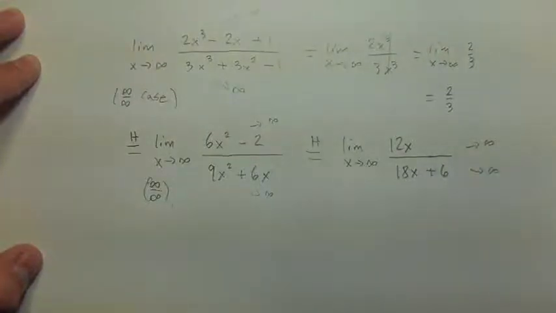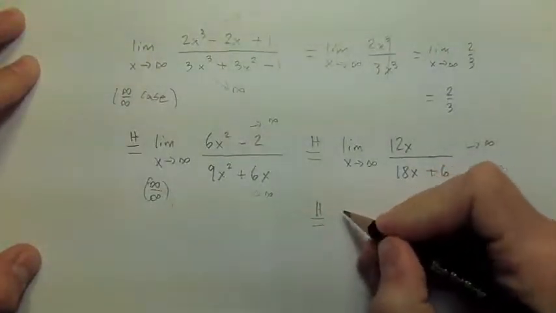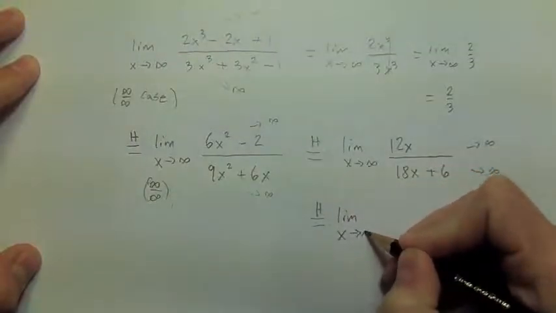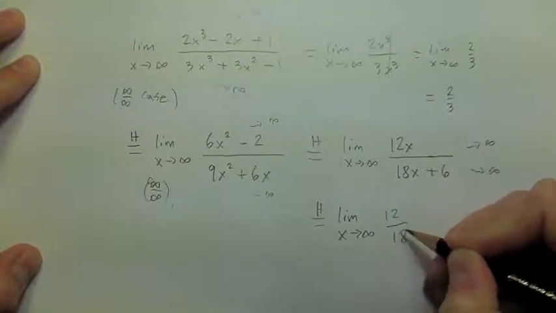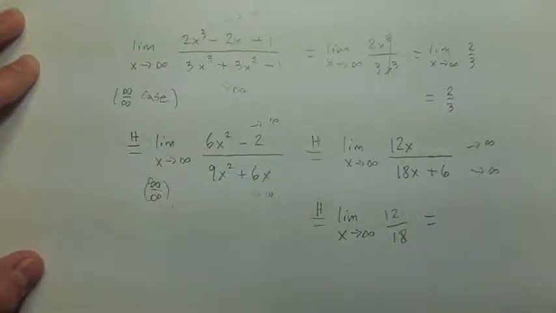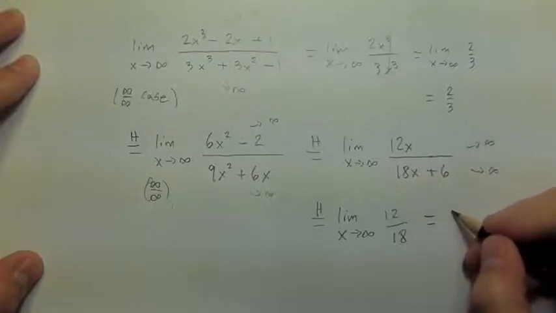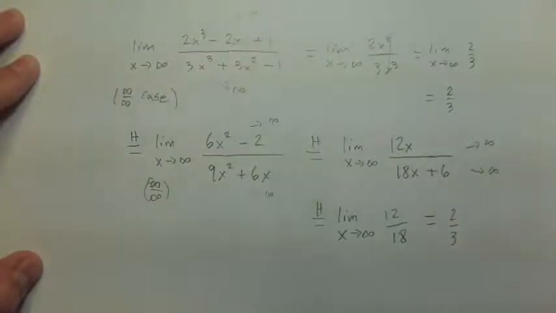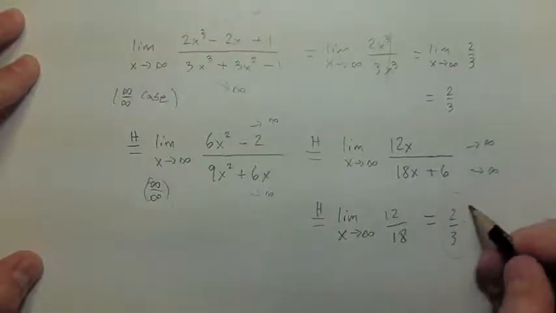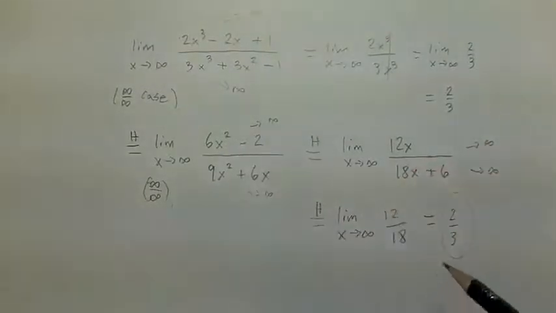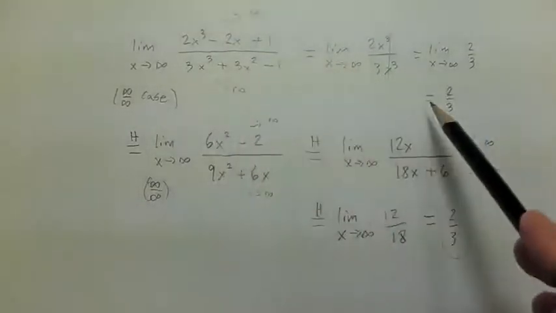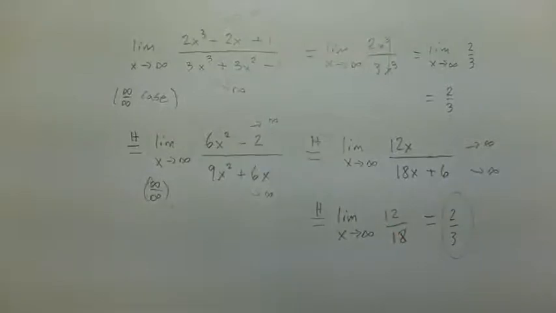So if we were to apply L'Hôpital's rule one more time, we get the limit as x goes to infinity of 12 over 18, which is specifically 2 over 3. Okay, so we do get the same answer, except it took a lot longer to get there, didn't it? Right here, this was much faster. Here, L'Hôpital's rule is not actually the nicest way to go, but it does show that it works for infinite cases, for examples where you have infinity over infinity.